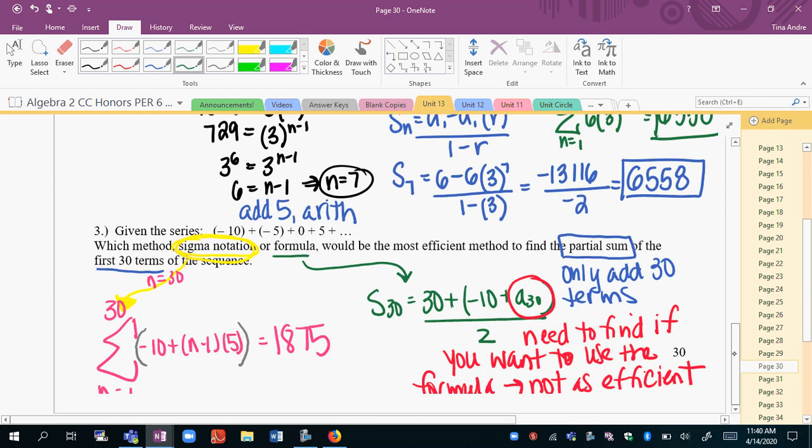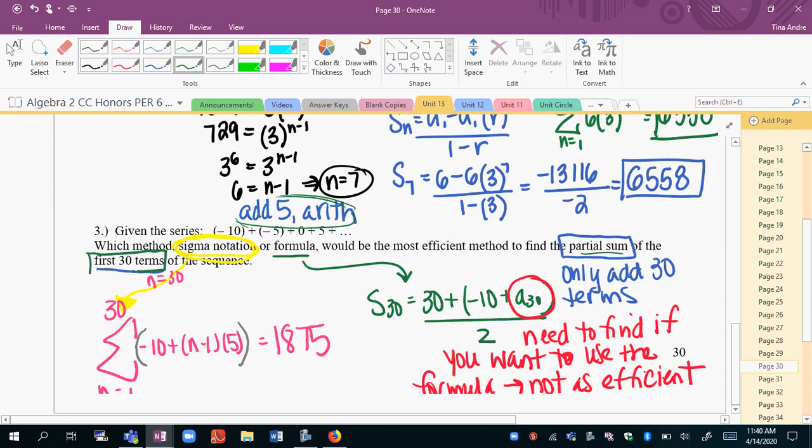If we look at number 3, I just want to point out about this one, it's the same idea. Given the series, I see that basically I'm adding 5 each time, so I know right away that this is arithmetic. And we want to figure out what would be most efficient. This says to find the partial sum, which means this is an infinite series. See how there's the dot, dot, dot? It's going to keep going. We want to find the first 30 terms.